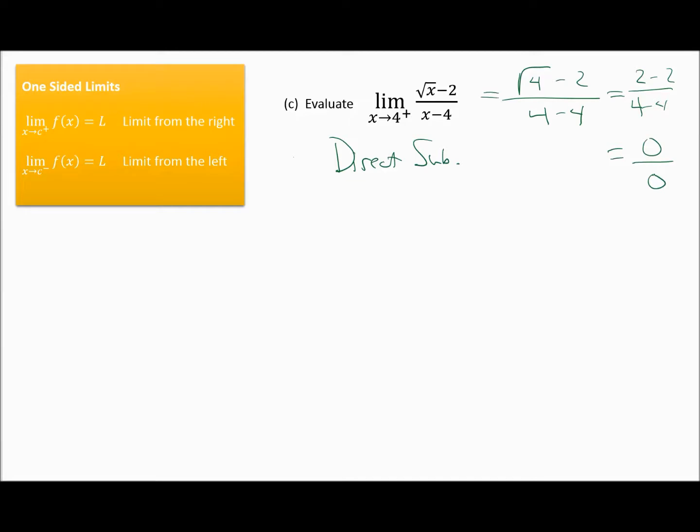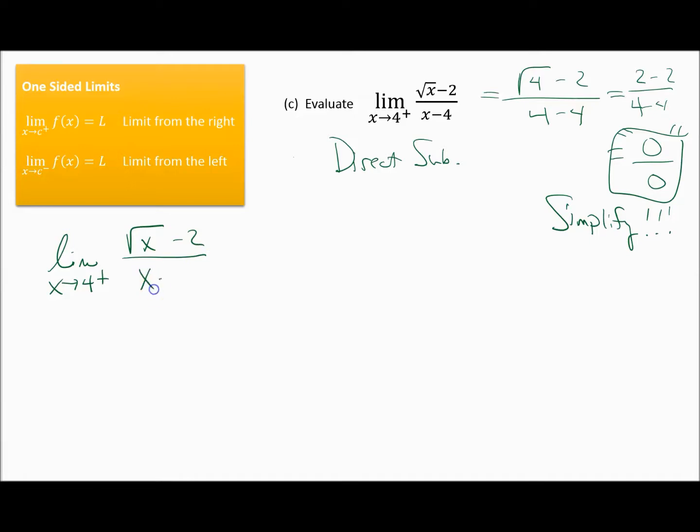Now we know 0 divided by 0 is undefined, but remember, I want you to have an alarm that goes off in your head. When you're taking limits and you see 0 over 0, what that is screaming loudly is that this function can be simplified. This is one of those problems that you can simplify and write a function that's equivalent to this function everywhere but one point. Do you remember how to do that for this problem? So let me show you. So we've got the limit as x approaches 4 from the right of the square root of x minus 2 divided by x minus 4.